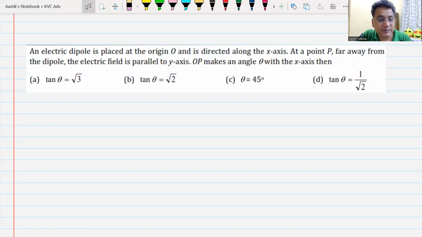An electric dipole is placed at the origin O and is directed along the x-axis. At a point P far away from the dipole, the electric field is parallel to the y-axis. OP makes an angle theta with the x-axis. Then what is the angle theta equal to? Now, since I don't have time, I will give you the diagram.